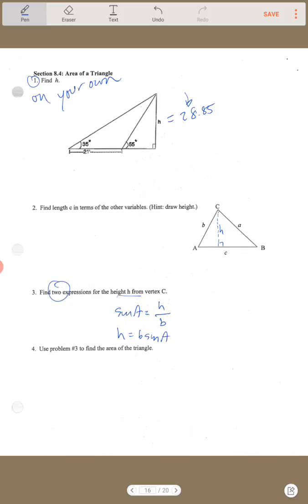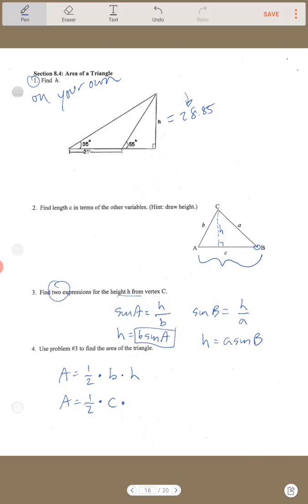Likewise, since we want to find two expressions, we can say sine of B is equal to opposite h over hypotenuse a. So h is a sine B as well. Well, if we want to find the area of a triangle, we know area is half base times height. In this case, the base is the bottom, which is the value of c. And what's the height? Well, we just found that. That was b sine A. That's the area of your triangle.